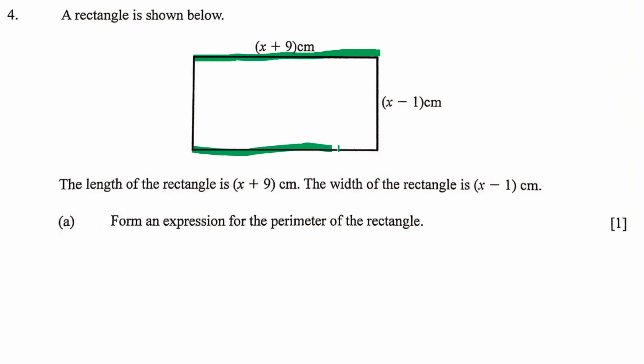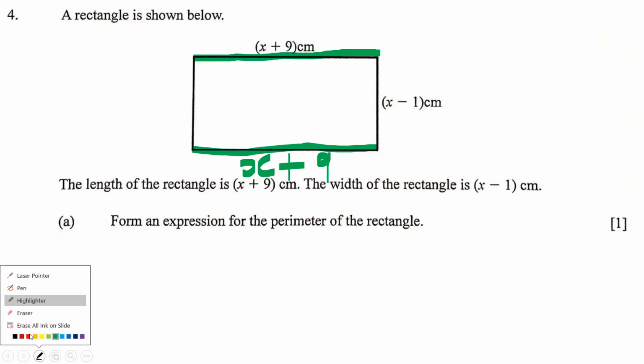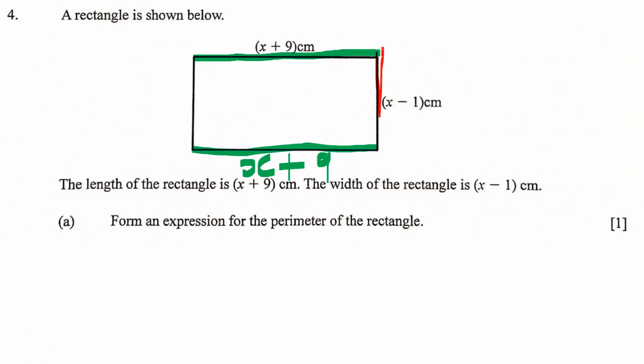They're the same length, they're equal in length. So if this is x plus 9, this side must also be x plus 9 as well. So both of them are going to be x plus 9. And the same thing for the width. If this side is x minus 1, then this side must also be x minus 1, because for a rectangle, opposite sides are equal. So both sides are x minus 1, both sides are x plus 9.